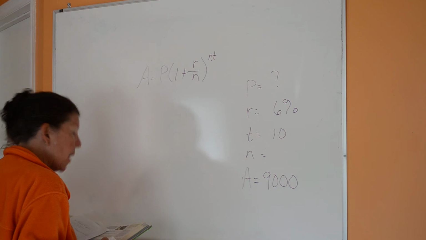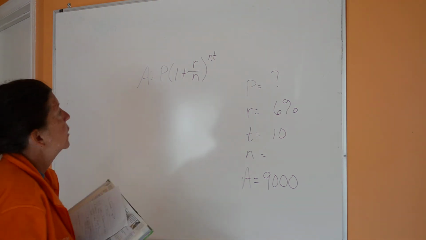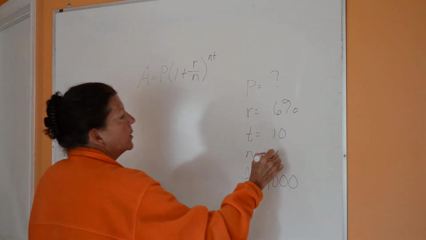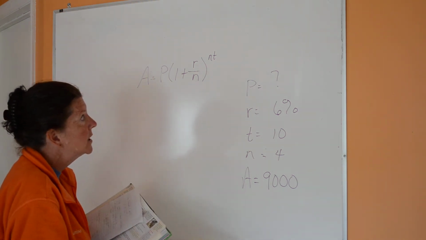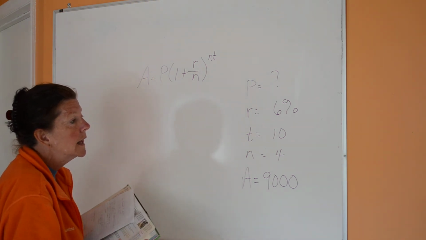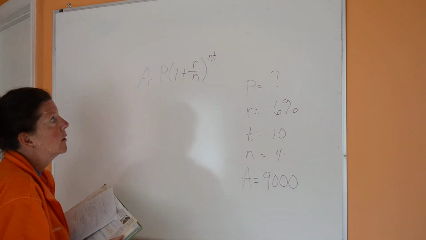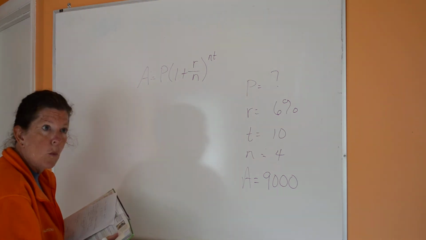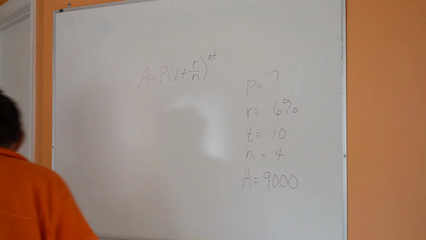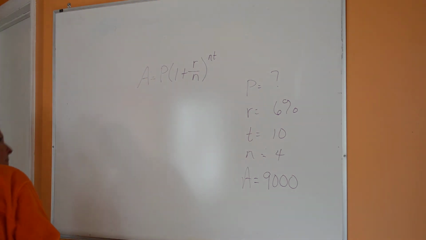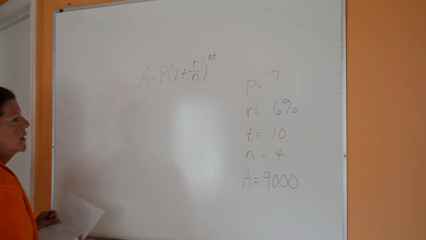And it's compounded quarterly. Now, quarterly would mean 4 times in a year. Okay, semi-annually is going to be twice in a year. Quarterly is going to be 4 times a year. Annually would just be once a year. And of course, daily is 365 days. So, work this problem out and then come back to the video.